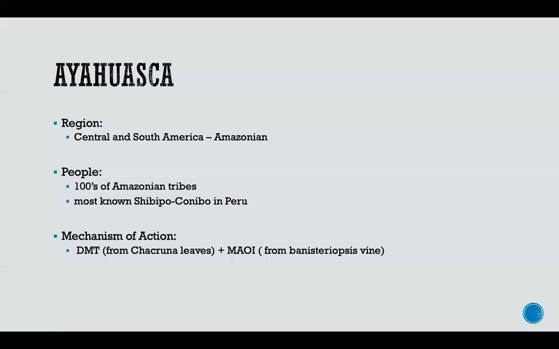Ayahuasca has been used as a spiritual medicine by indigenous people in the Amazon for several hundred years, possibly even over 1,000 years, based on more recent discovery by ethnobotanists in Bolivia. There are hundreds of indigenous groups across South America who use ayahuasca, and the most well-known group are the Shipibo Conibo people in Peru.